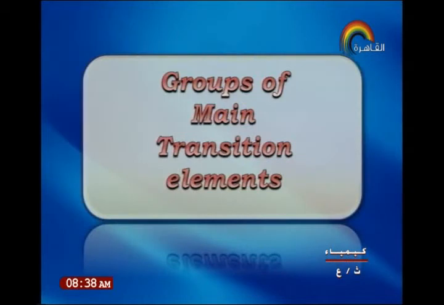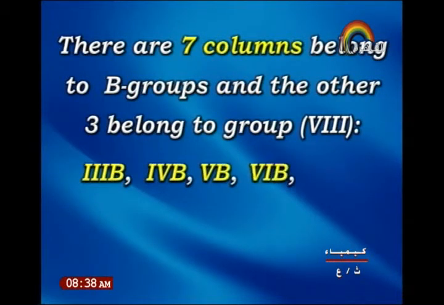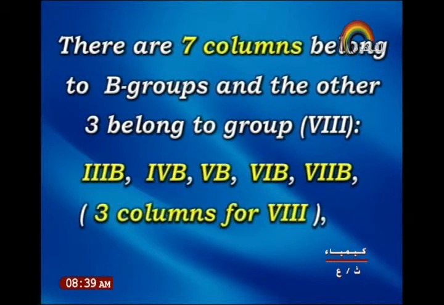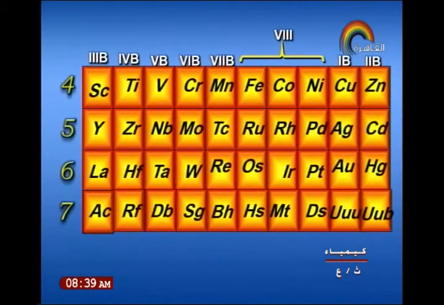Now, my dear students, we are going to discuss the groups of main transition elements. There are 7 columns belonging to B groups, and the other 3 belong to group 8. These groups start with 3B, 4B, 5B, 6B, 7B, and 3 columns for group 8, and group 1B, and ending with group 2B. As shown on the screen, these groups are shown now.